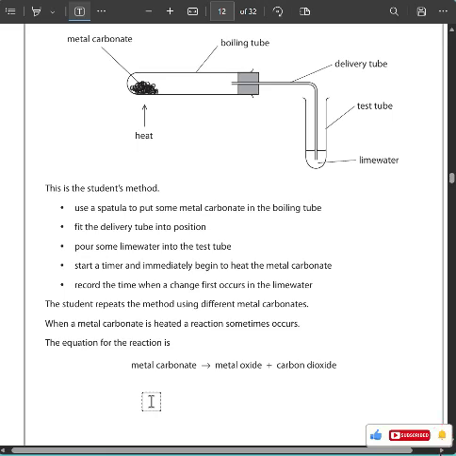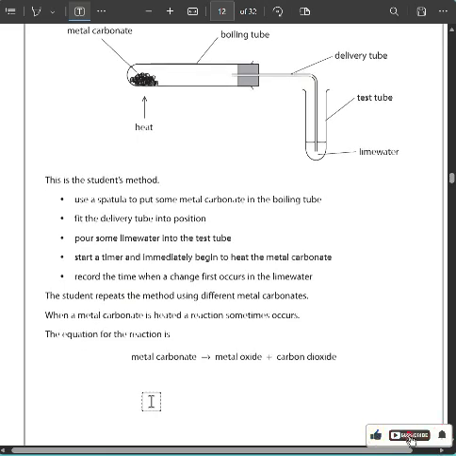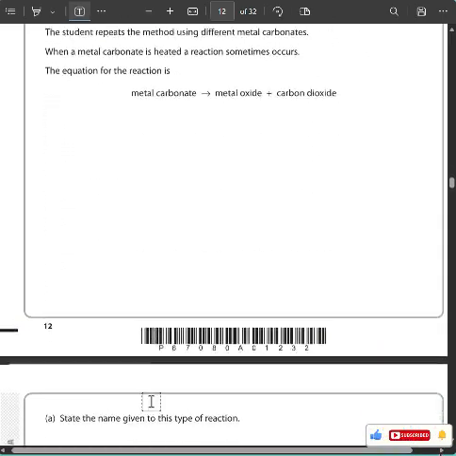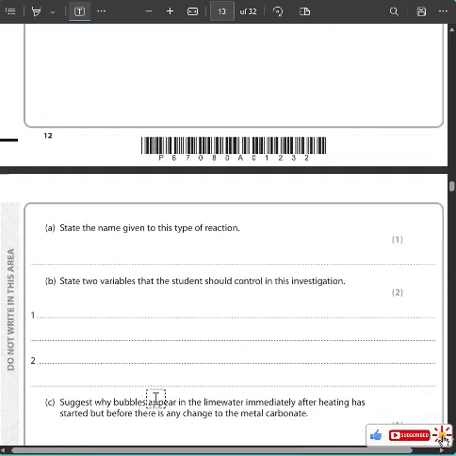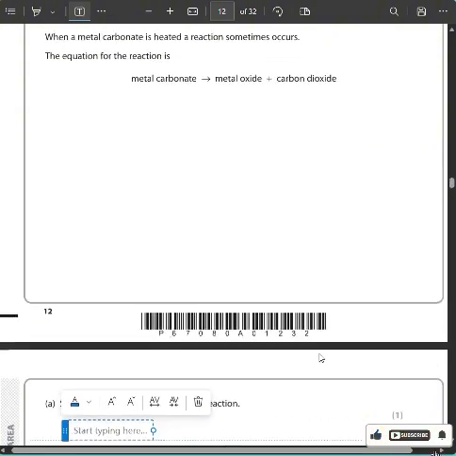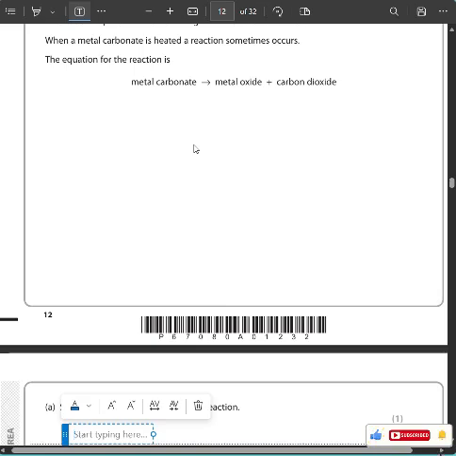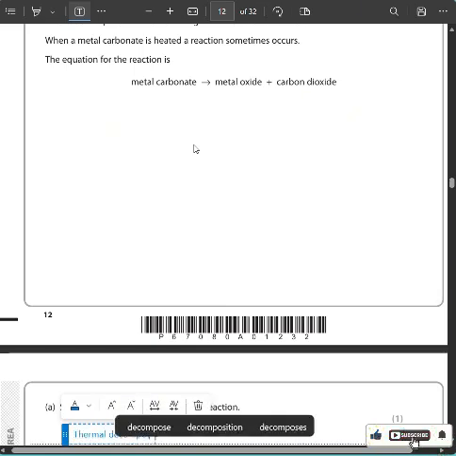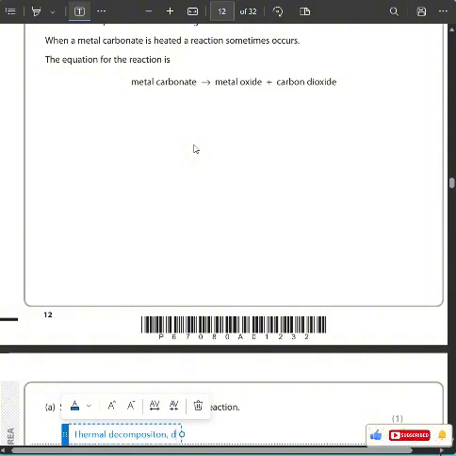When a metal carbonate is heated, a reaction sometimes occurs. The equation for the reaction is metal carbonate gives metal oxide plus carbon dioxide. State the name given to this type of reaction. There is one reactant producing two or more products. That's why we call it thermal decomposition, or we can say just decomposition.